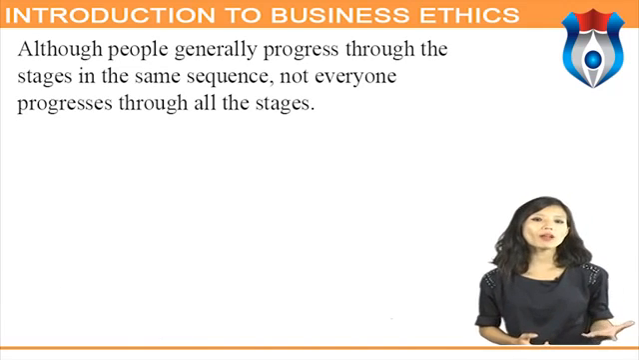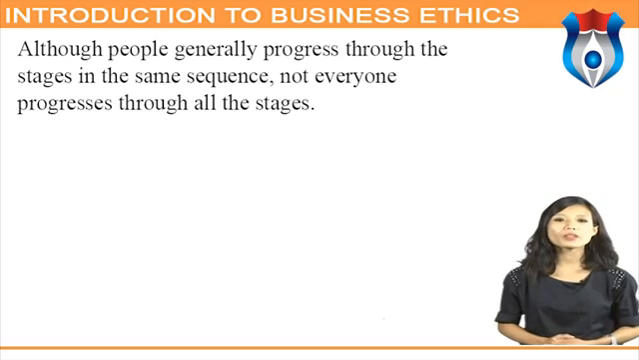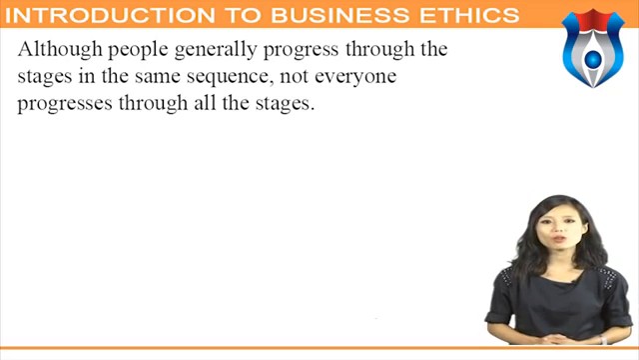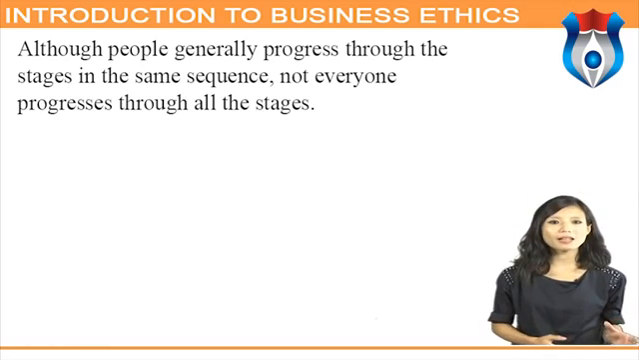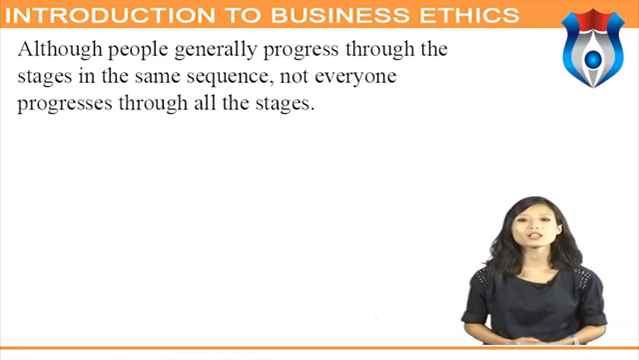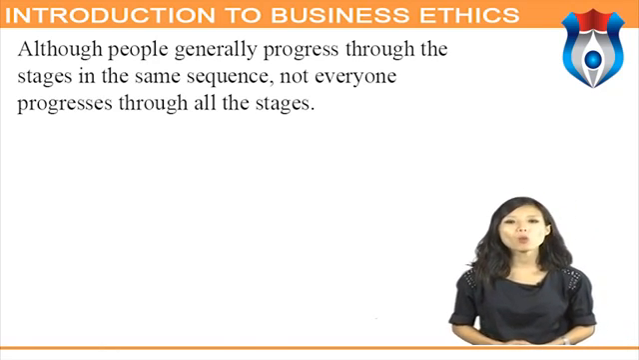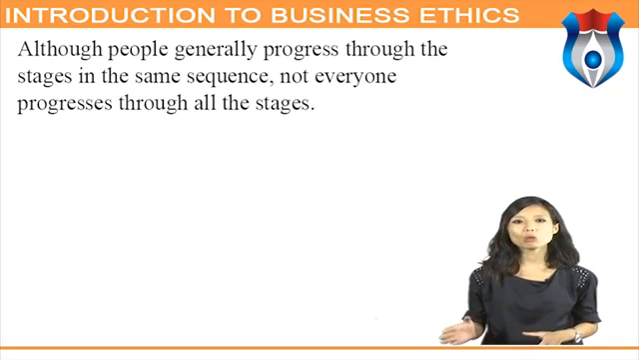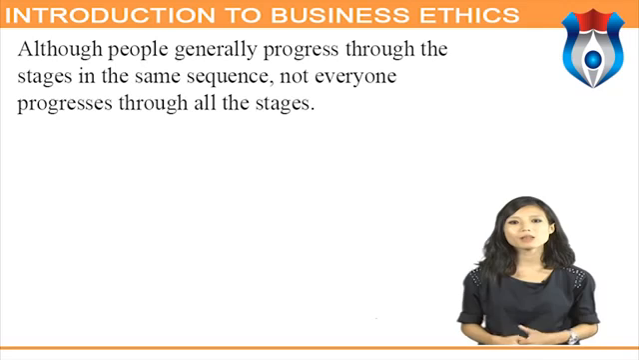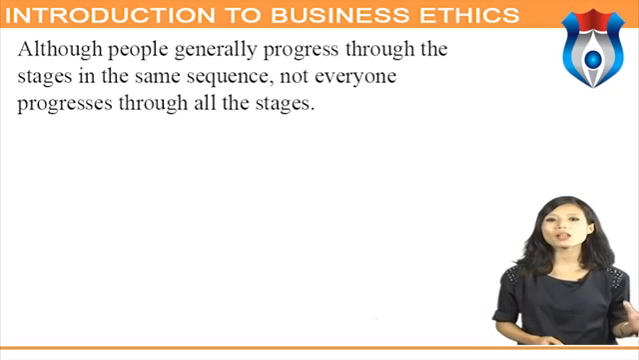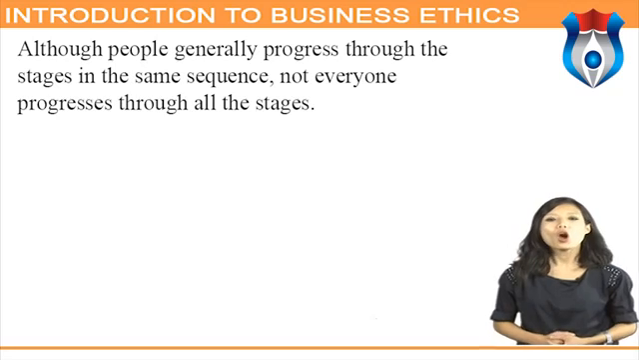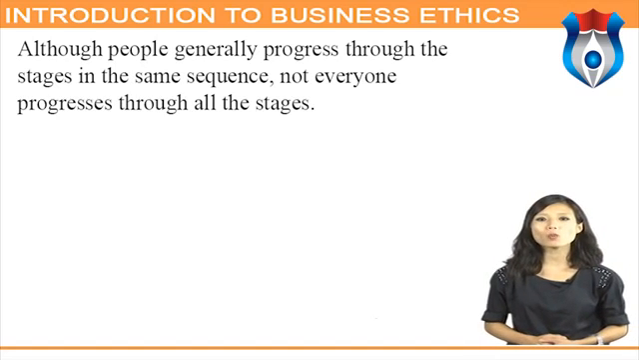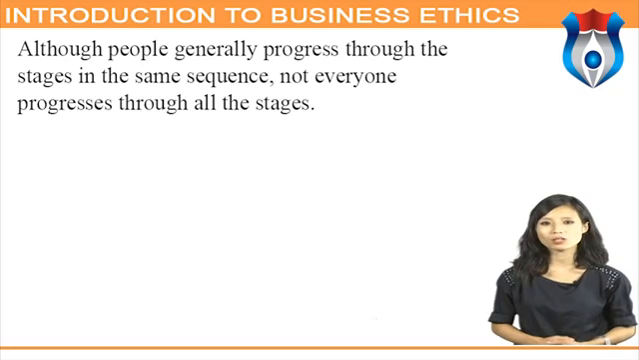Although people generally progress through the stages in the same sequence, not everyone progresses through all the stages. Moral reasoning refers to the reasoning process by which human behaviors, institutions, or policies are judged to be in accordance with or in violation of moral standards. Moral reasoning always involves two essential components: an understanding of what reasonable moral standards require, prohibit, value, or condemn, and evidence or information that shows that a particular person, policy, institution, or behavior has the kinds of features that these moral standards require, prohibit, value, or condemn.